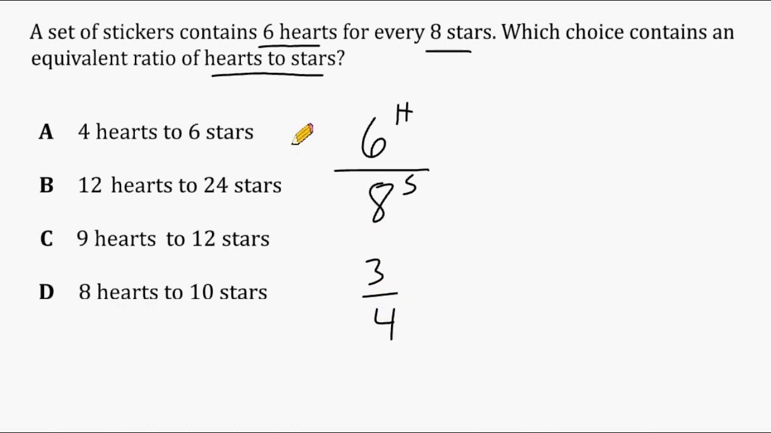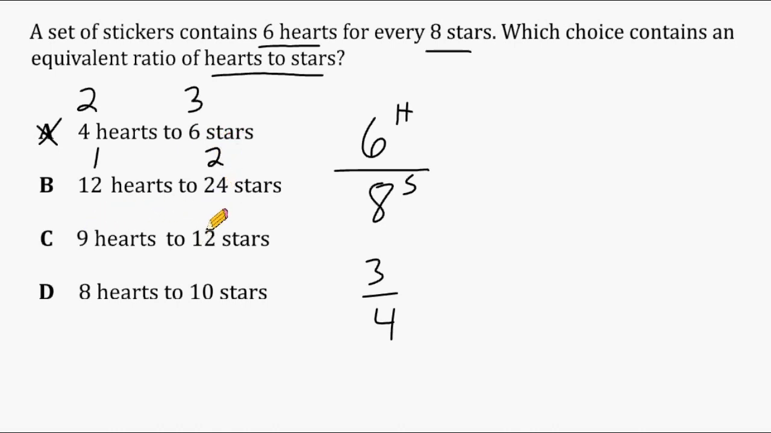So what we can do now is see which one of these 4 ratios can also be simplified as 3 compared to 4. Well, 4 compared to 6 would be reduced to 2 to 3. So this is not our choice. Now 12 to 24 could be simplified as 1 to 2.